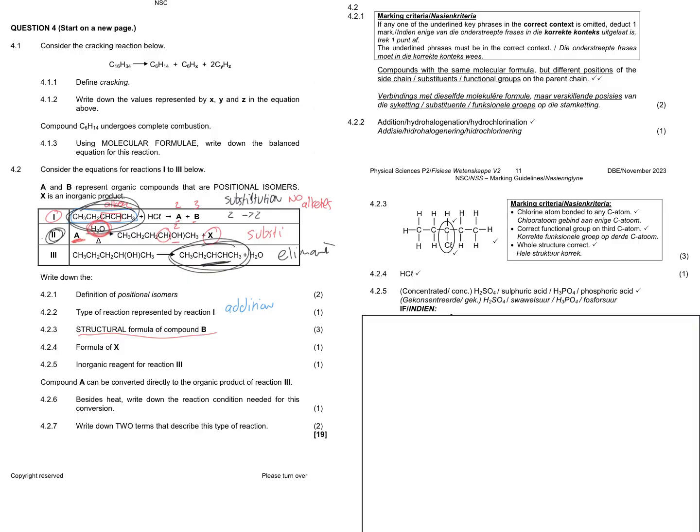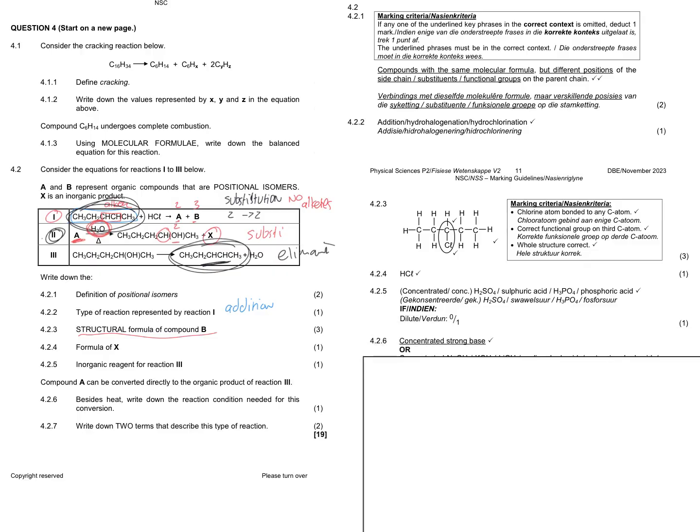Then they say that compound A, which was 2-chloropentane, can be converted directly to the organic product of reaction 3. So you can go straight from something with a chlorine on it to something with a double bond. That would be dehydrohalogenation. You're taking off the Cl and you're taking off the hydrogen. What else do you need besides heat for a dehydrohalogenation reaction? You need a concentrated strong base, or specifically NaOH.